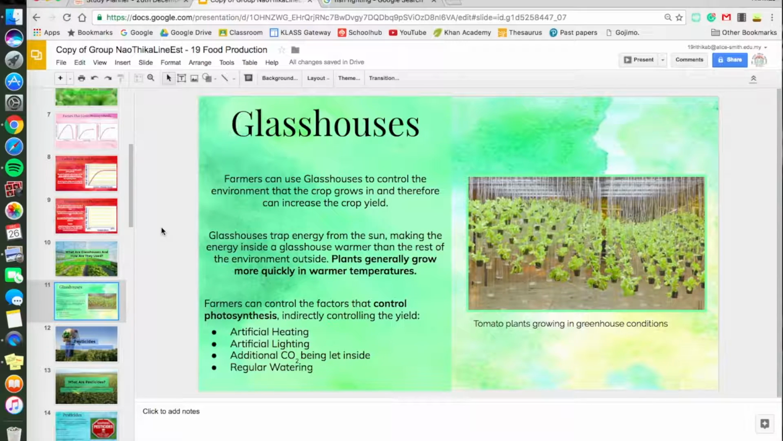So what are glass houses? Glass houses are a controlled environment where farmers can control the limiting factors and other factors that control crop yield. The reason glass houses are usually made of glass is because they trap energy from the sun, and so it would increase the temperature inside the glass house compared to the rest of the environment. Other ways that farmers can control photosynthesis inside a glass house is by artificial lighting, increasing the light intensity, artificial heating that increases the temperature, additional CO2 being let in, and regular watering of the plants.